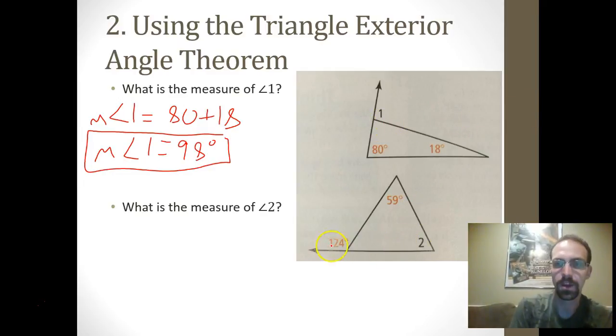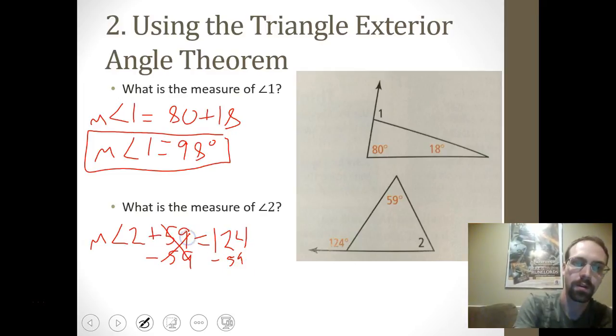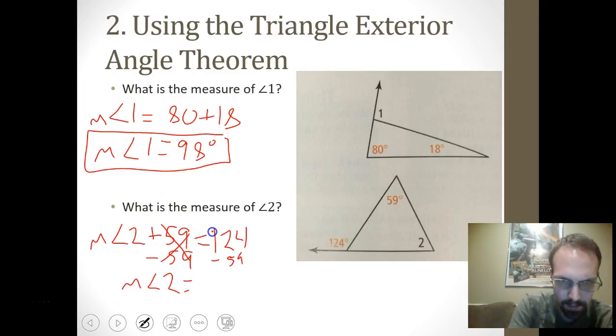The measure of angle 2 is a little bit tricky because I add the measure of angle 2 plus the measure of angle 59 degrees, which is 59 degrees. Set that equal to 124 degrees. Subtract 59 from both sides. Those cancel out, and you get the measure of angle 2 is equal to, let's see, borrow.